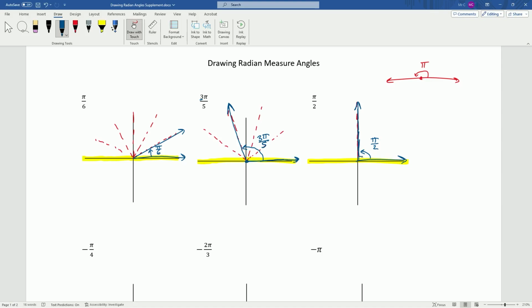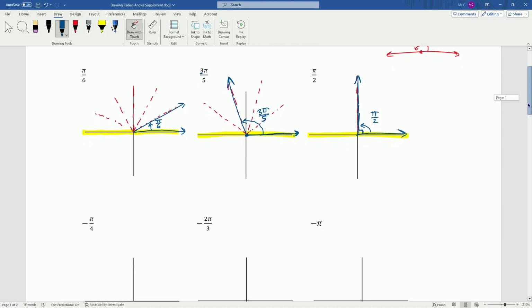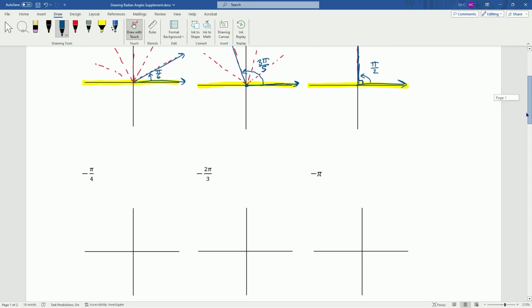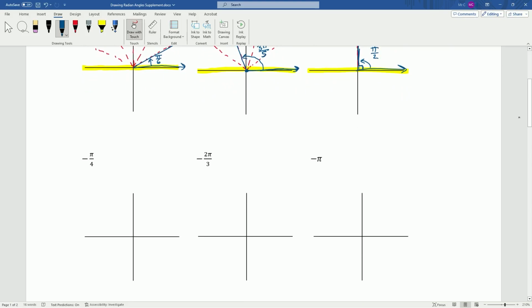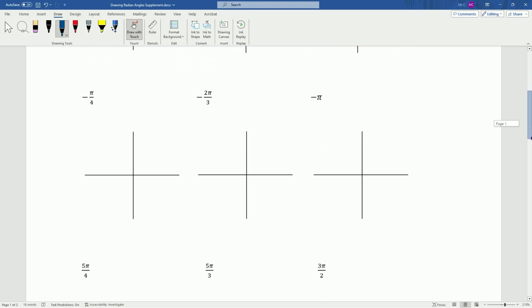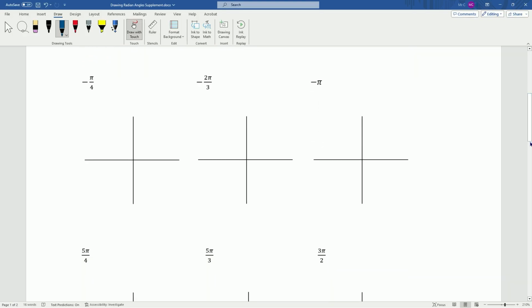Which, of course, is the right angle. All right, so now let's take a look at negative angles. So remember, we draw all of our angles from the positive x-axis counterclockwise when they're positive. That's our convention. So when we're talking about negative angles, we're going to draw clockwise.